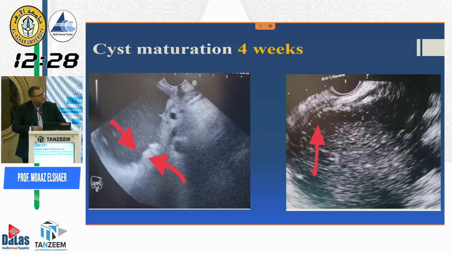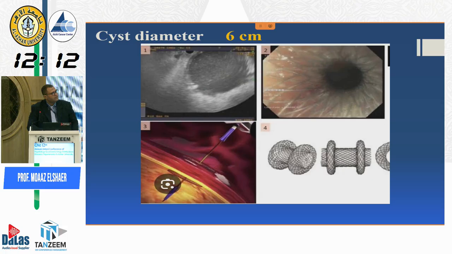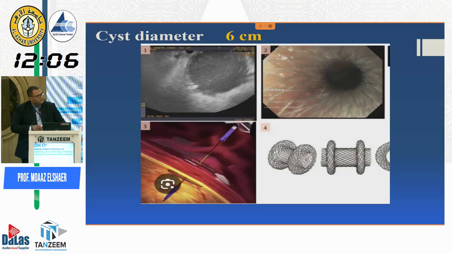Take care about the maturation of the cyst. This cyst is mature. It already has 4 weeks from the collection, and this cyst is not mature, so you shouldn't attack this cyst. Cyst diameter, please remember 6 centimeters, because if you are going to use the hot aqueous stent, the cyst must be more than 6 centimeters, because the delivery system of the stent needs 6 centimeters to deploy the stent. Very important.